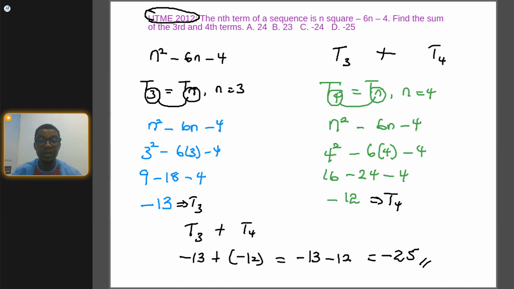Minus 25. So checking the options, we have A is 24. That's not the answer. B 23, no. C 24, no, minus 24. But D minus 25. So the correct answer is option D. That is how we solve such a question.